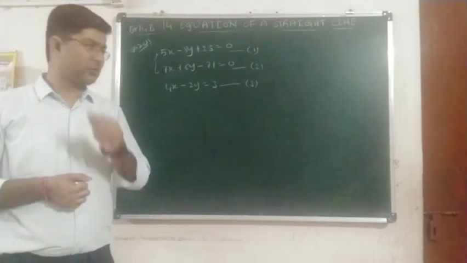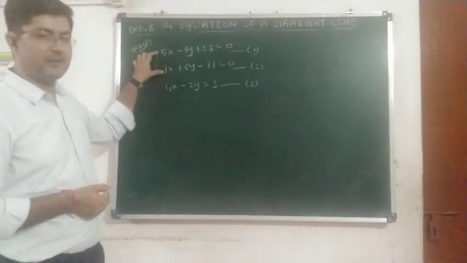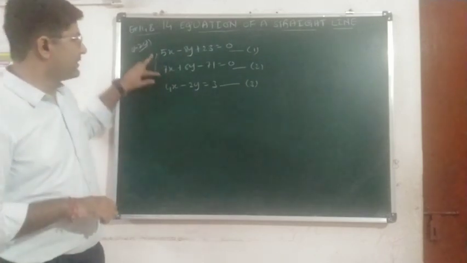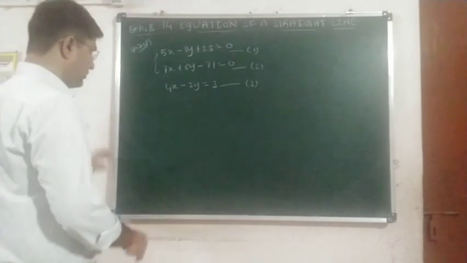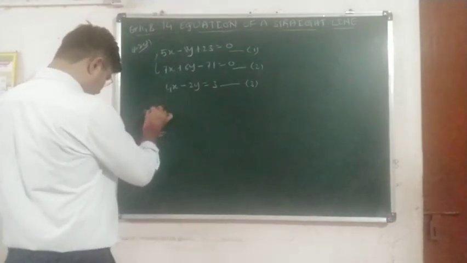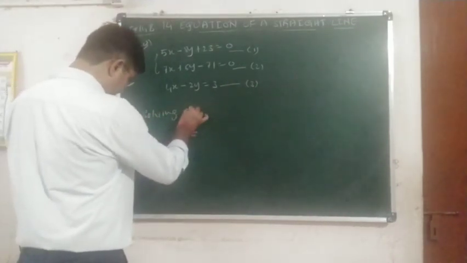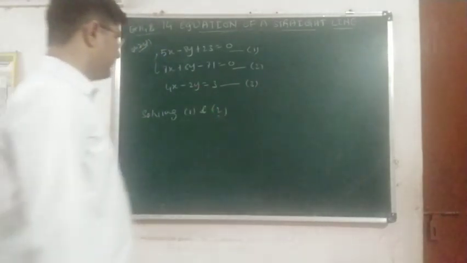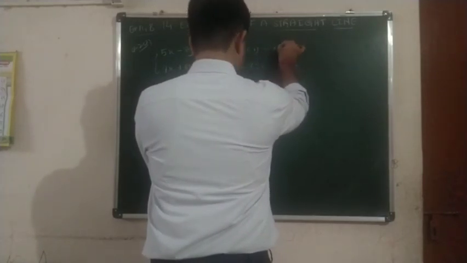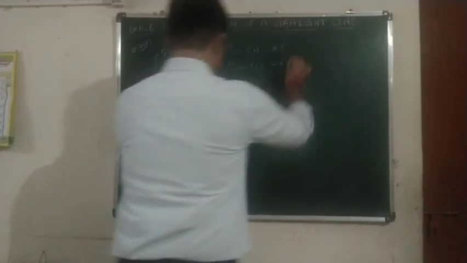So our required line or answer line is passing through the point of intersection. So our first target is to solve the two equations and find the point of intersection. Okay, so we will write down over here, solving 1 and 2. For that, the first equation will be multiplied with 6 and the second with 8.